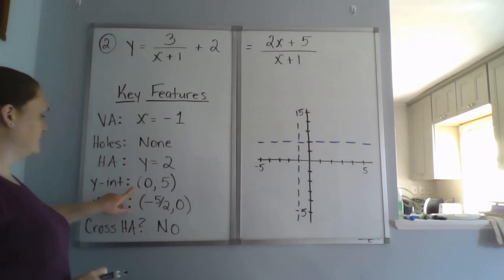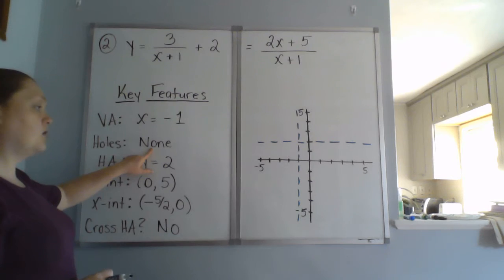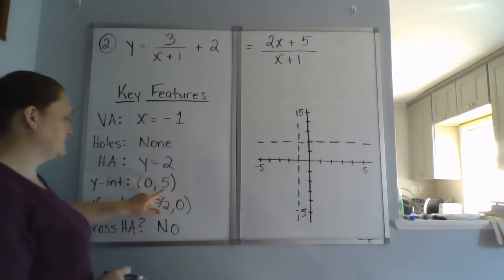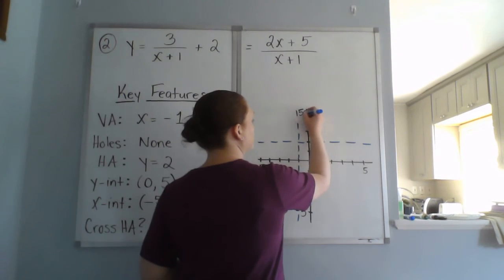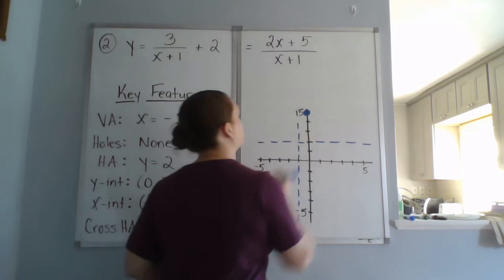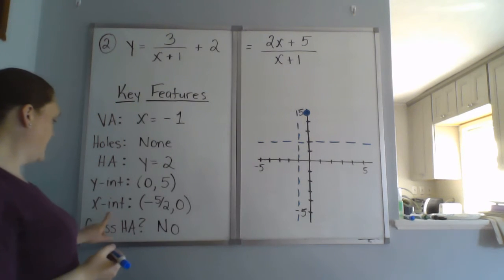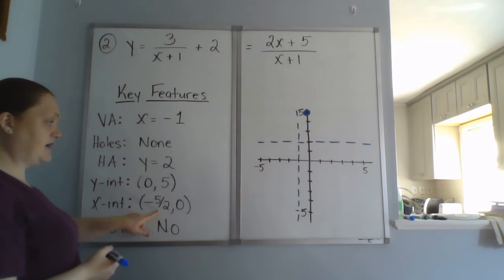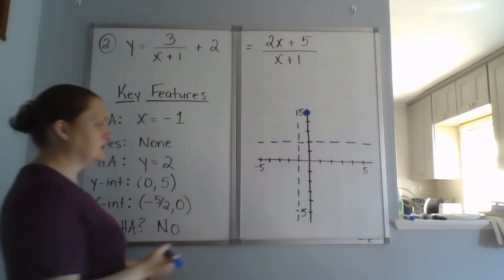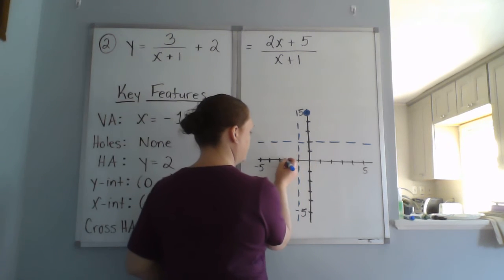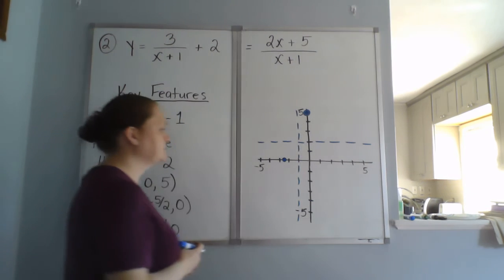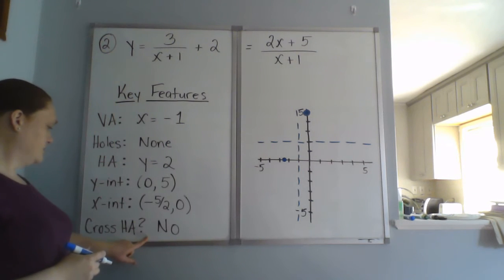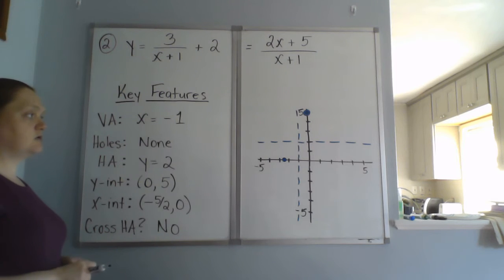Next up, I have a y-intercept at 0, 5. There were no holes on this one, so just my y-intercept at 0, 5. So that's up here. And then I have an x-intercept at -5/2, or -2.5, 0. So -2.5, there is my x-intercept. And now from here, we are not allowed to cross the horizontal asymptote.